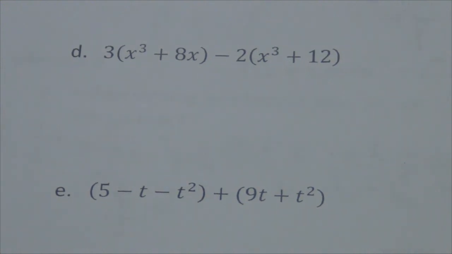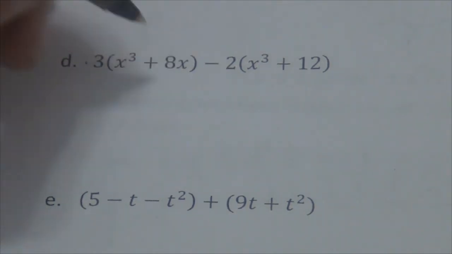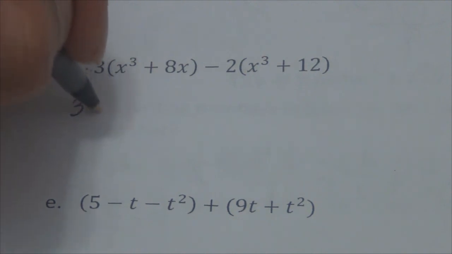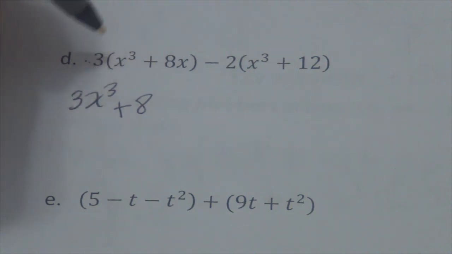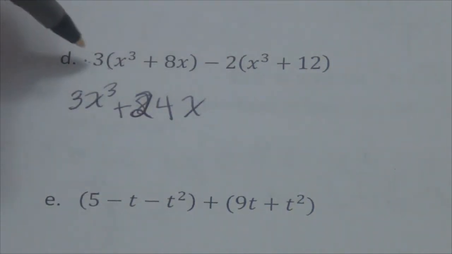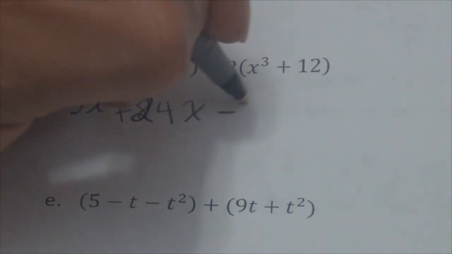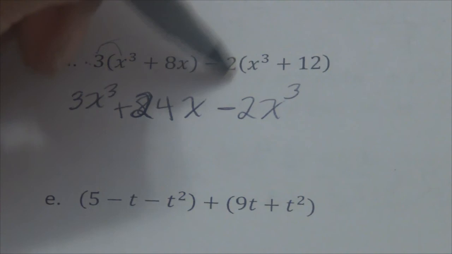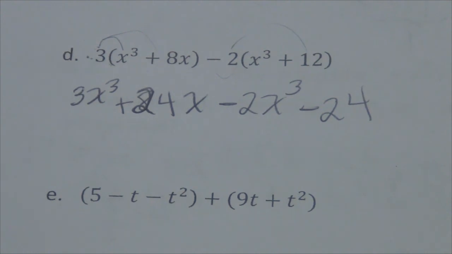All right. So the next one. In the next one, we have to actually apply the distributive property first, and then we could mess around with it. So let's utilize the distributive property here. 3 times x to the third is 3x to the third, and 3 times 8 is 24. I'm making the same mistake. So I multiply by everything? Yes. Now, negative 2 times x to the third is minus 2x to the third. Negative 2 times 12 is negative 24. Now we're talking. Now let's add the like terms.